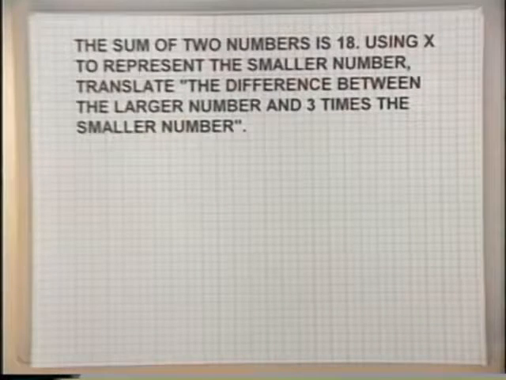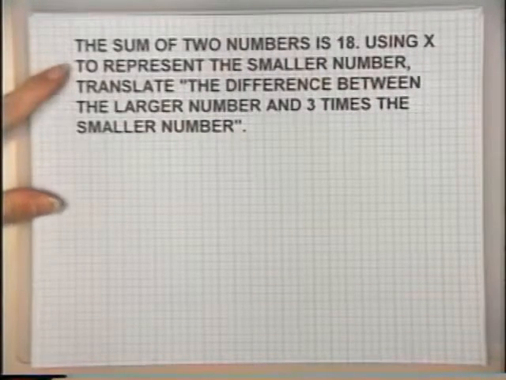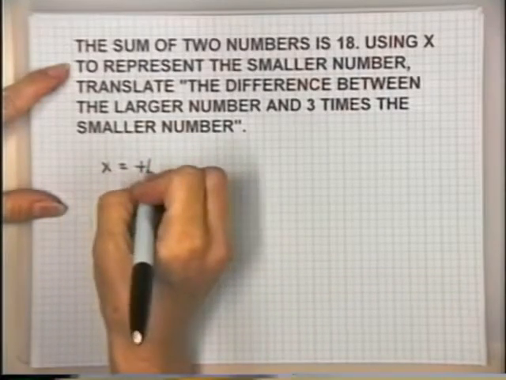The sum of two numbers is 18. Using x to represent the smaller number, translate the difference between the larger number and 3 times the smaller number. This is very similar to the previous examples. We are letting x here be the smaller number. Let's write that down.